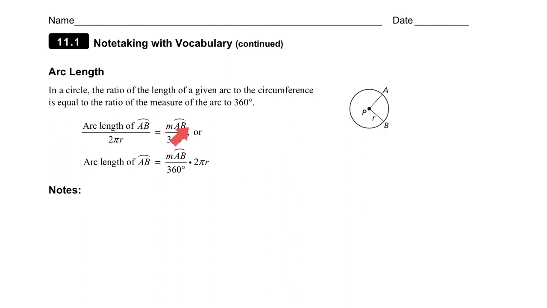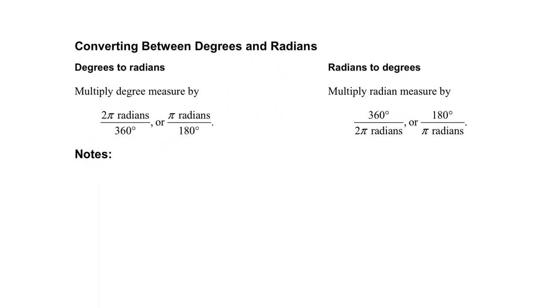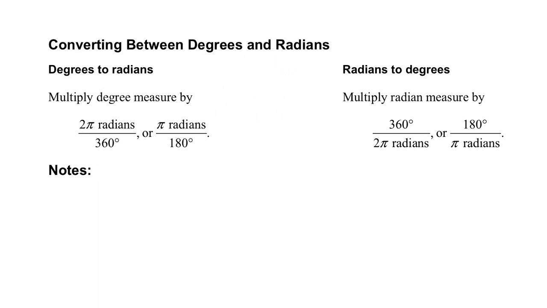And we're going to also compare that to the whole circle, which is 360 degrees. And I like this bottom one here. So we're going to take the measure of the arc divided by 360 degrees and multiply it by 2 pi r. And that'll give us the arc length. And we'll see that here soon as well. And then last, we have some formulas here of how to convert degrees to radians and radians to degrees.